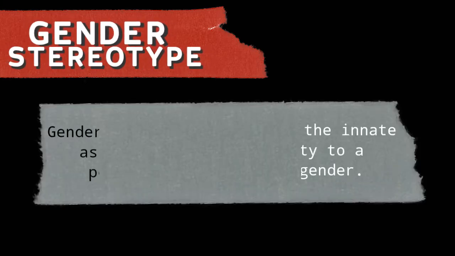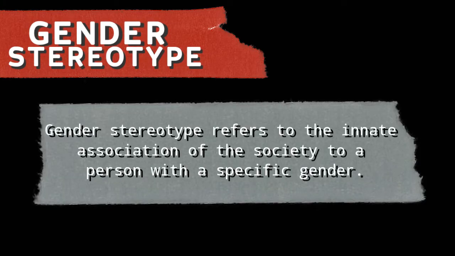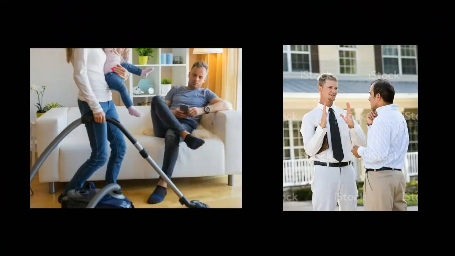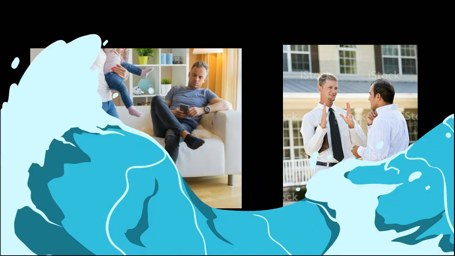First, we have the gender stereotype. Gender stereotype refers to the innate association of the society to a person, meaning it is the fixed belief of the society that a particular person is only limited to do certain things. Thus, this violates the gender identity and gender expression of a person. One example that is present in our society is that women should be in the house and do household chores, while men should be the ones working outside the house.